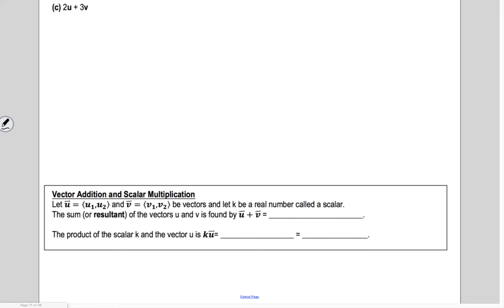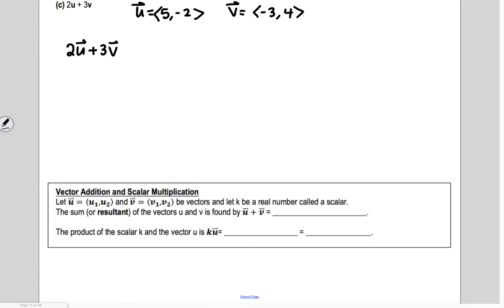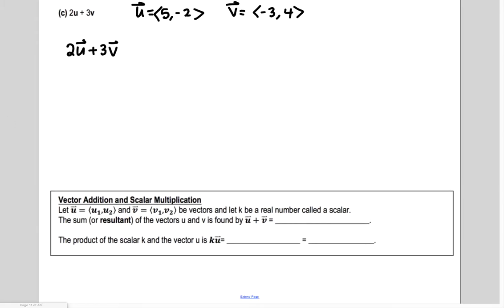So if I have 2u plus 3v, go ahead and write what you think it is. So we had u was the vector, I don't remember what vector, 5, negative 2. And then v was the vector negative 3, comma 4. So if we have 2u plus 3v, and when we draw this on paper, a lot of times we'll put the little harpoon over it, because we can't bold. Like, how do you make something bold, right?